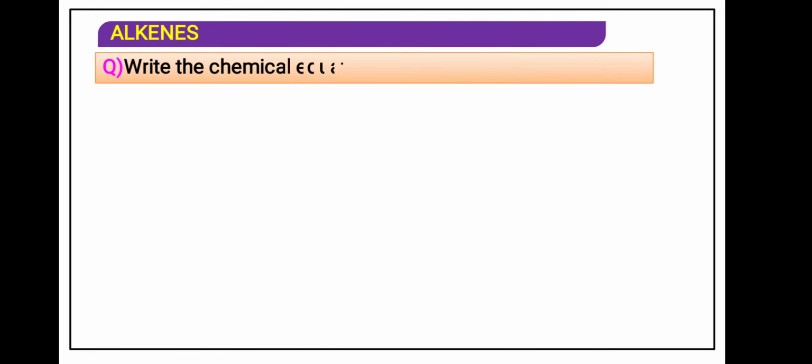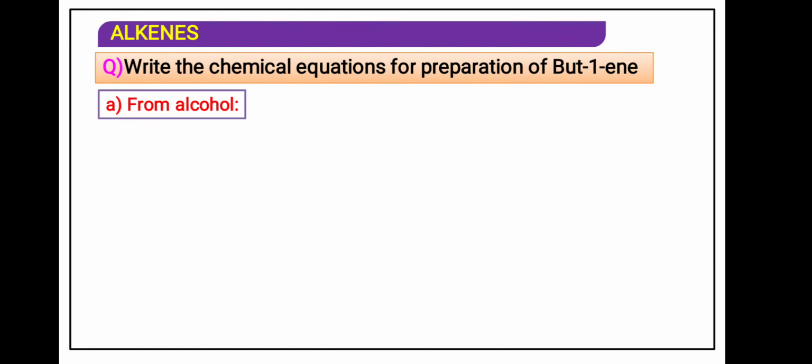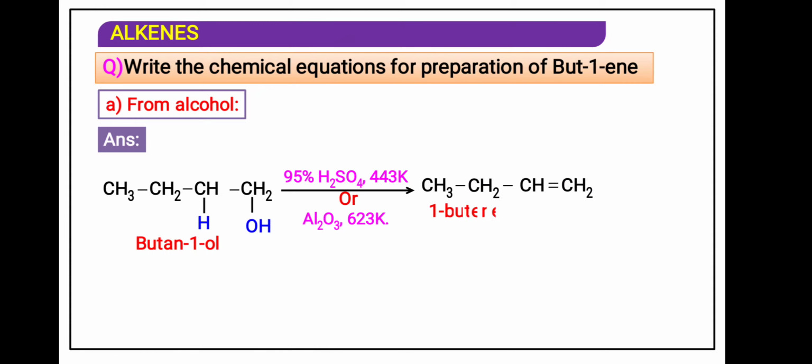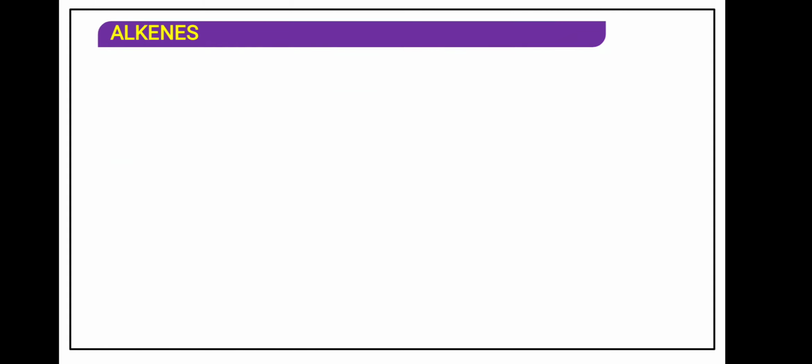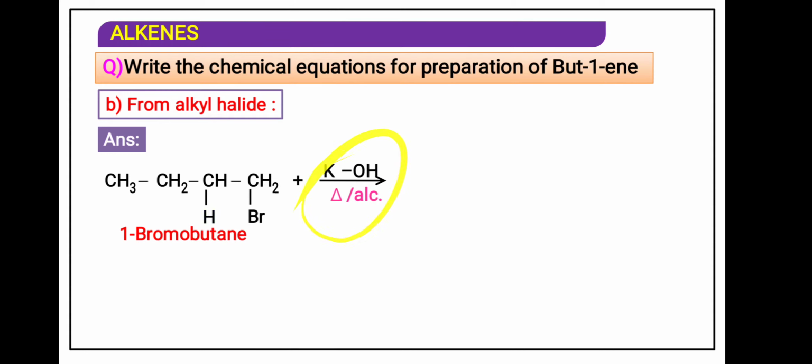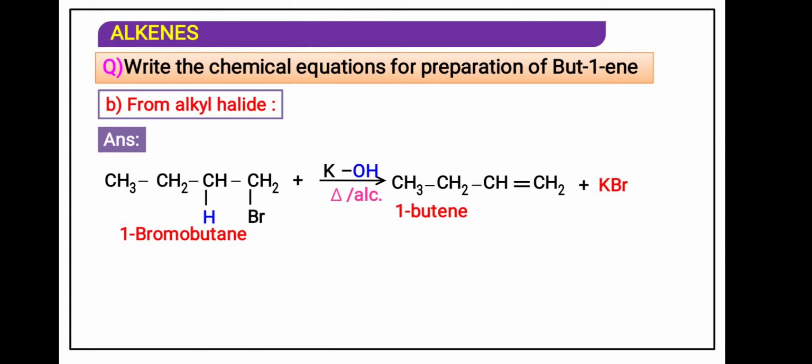Right, now we have studied all these things. Write the chemical equation for the preparation of butene. For butene, from butanol, a primary alcohol with 95% sulfuric acid, elimination takes place and butene is obtained. If you take an alkyl halide, that will also do, but the reagent you have to take is alcoholic potassium hydroxide. See, butene can be prepared by these two different methods. If the method is not specified, any one method you can use.